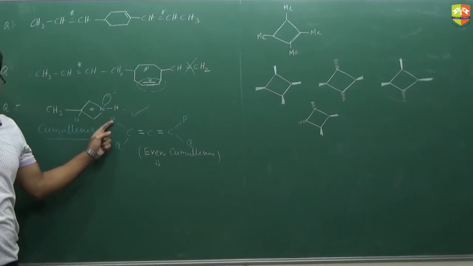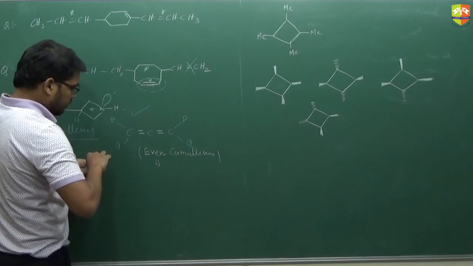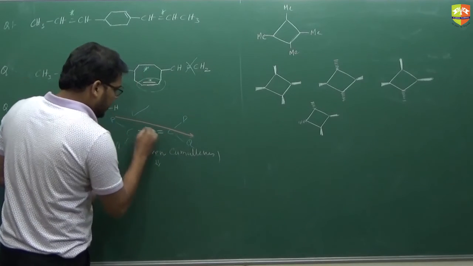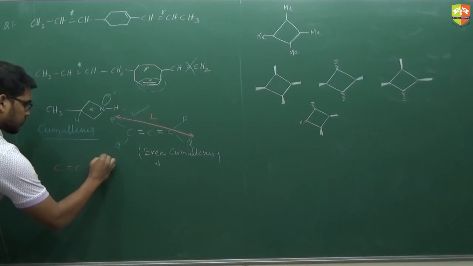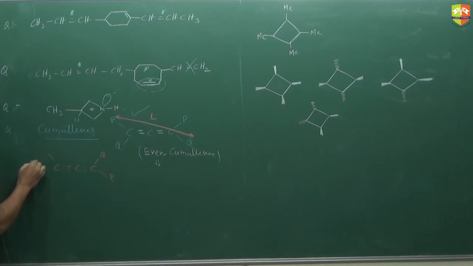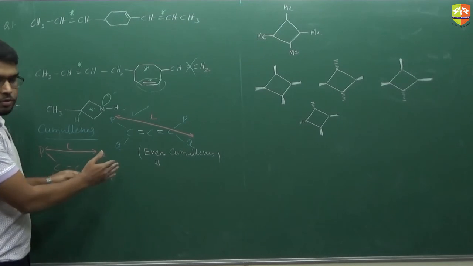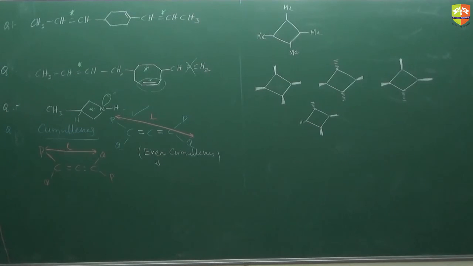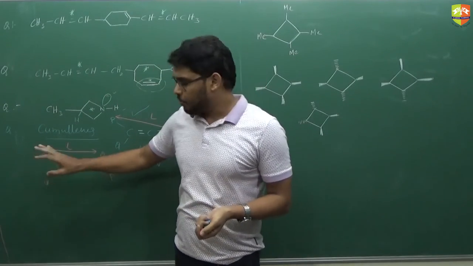Whatever the position of these two groups, suppose P here, Q is here, it does not show geometrical isomerism because if the distance between P and Q here is L, this distance is also L. The distance is the same here because the molecule is non-planar. This is in the XY plane, this is in the YZ plane. I can show you with hybridization of this also. Orbital diagram we can discuss, but we'll discuss that later.